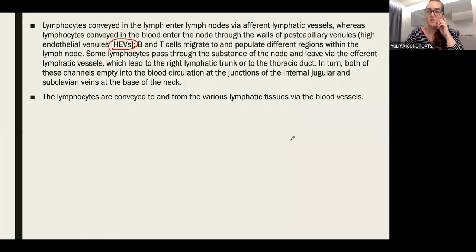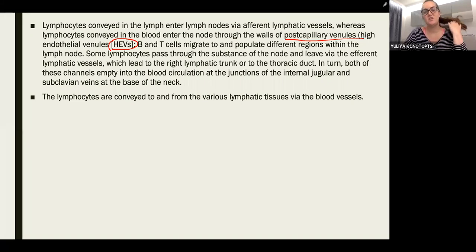What is a high endothelial venule? It is a post-capillary venule, right? Remember we have a large elastic artery, a muscular artery, small artery, arteriole, 3 types of capillaries, and then after capillary there is post-capillary venule, then muscular venule, then small vein, medium vein, and then the large vein, right? So that's the entire pathway around your body.